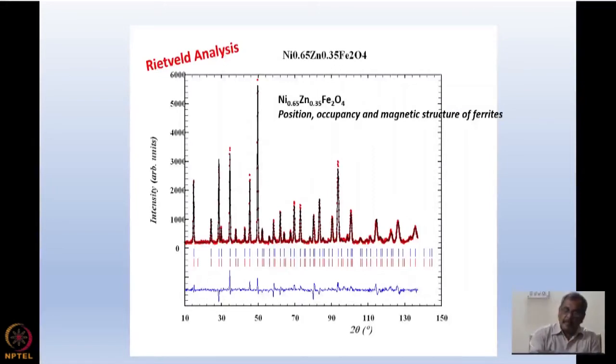Here, the data you see is intensity versus angle, fitted, and the data is from Dhruva. So this is a typical data, and you can see how the fit looks, and from here, at least in this case of this sample, the magnetic structure was determined.